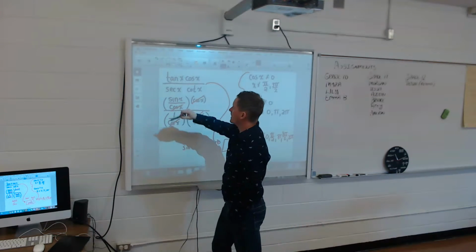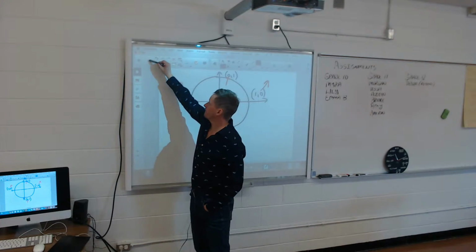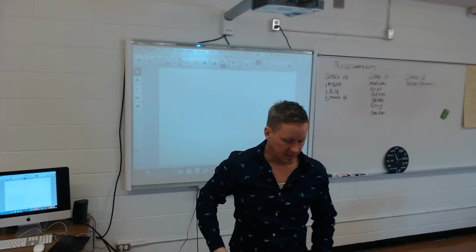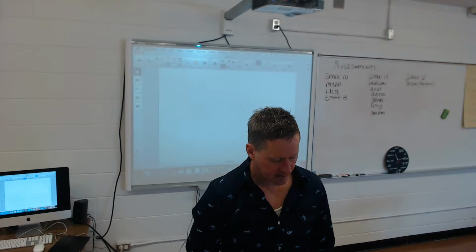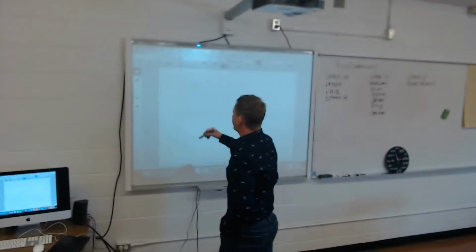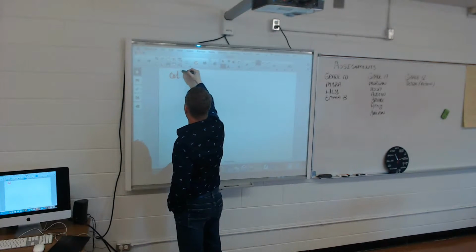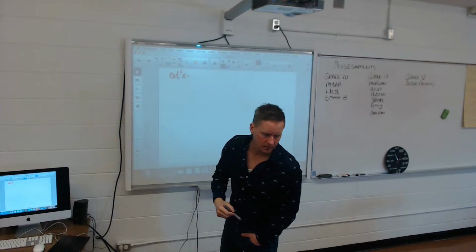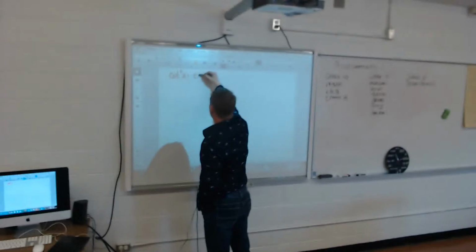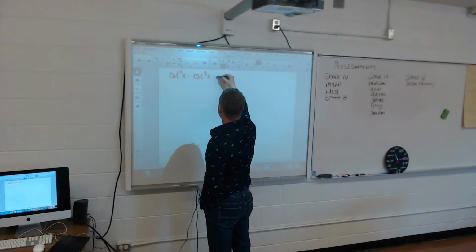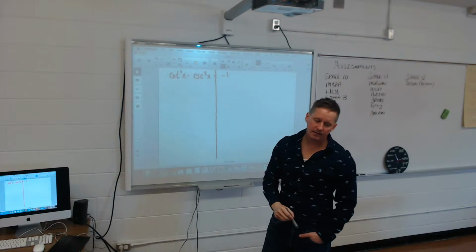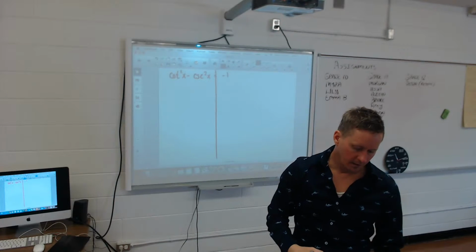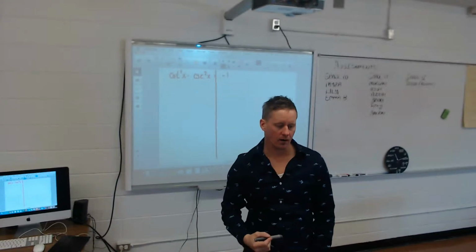I'm going to look at working example 3. It says verify that the equation cotan squared x minus cosecant squared x is equal to -1 is true when x equals pi over 4. All right. So cotan squared x minus cosecant squared x is equal to -1, and it's asking me to verify this for when x is equal to pi over 4.